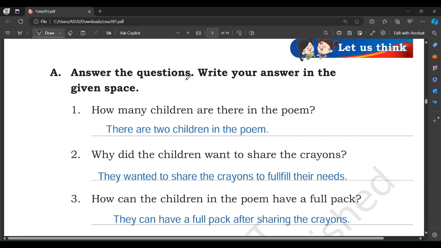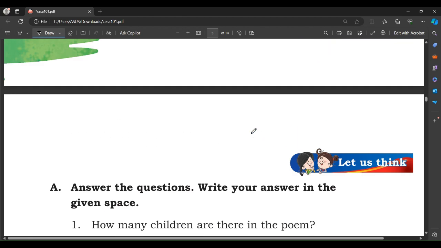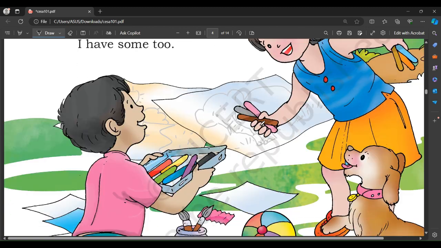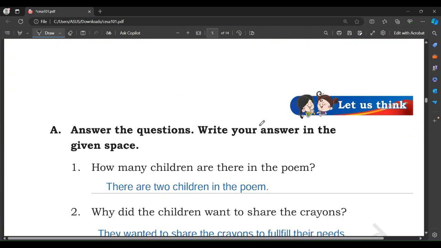Answer the questions. Write your answers in the given space. How many children are there in the poem? There are two children in the poem. You can see a girl and a boy in this poem, right?